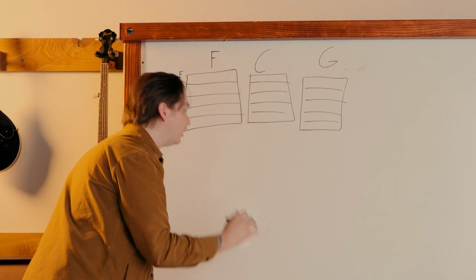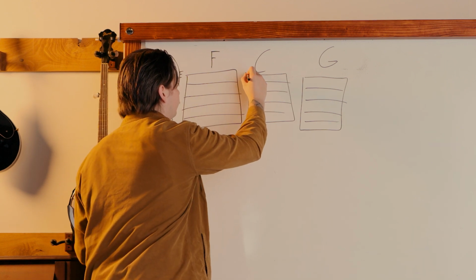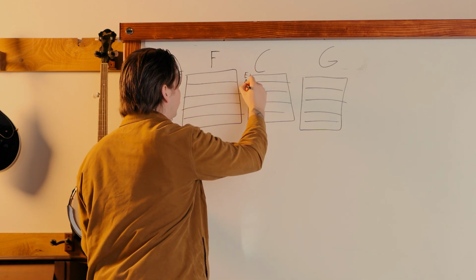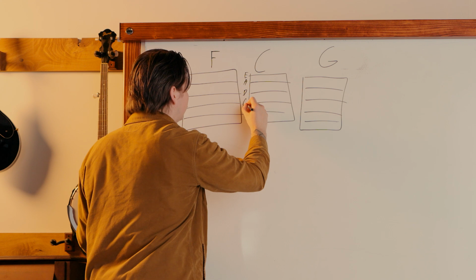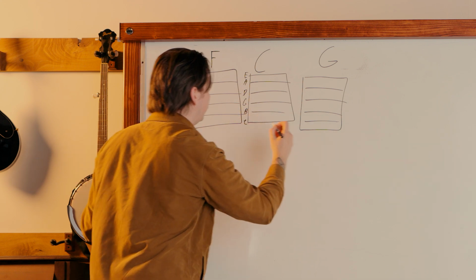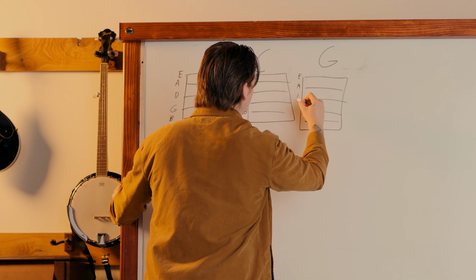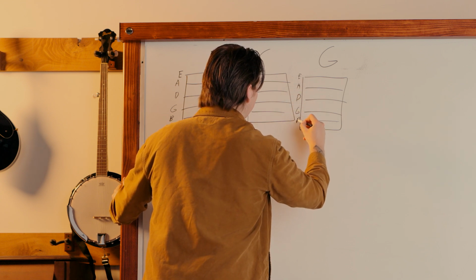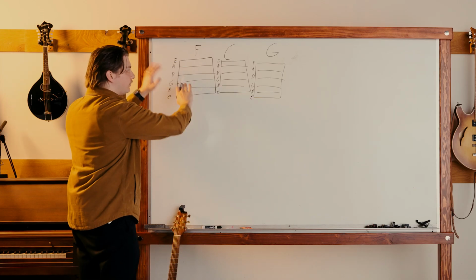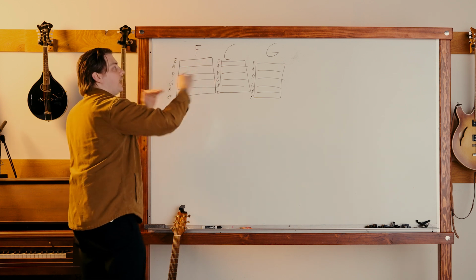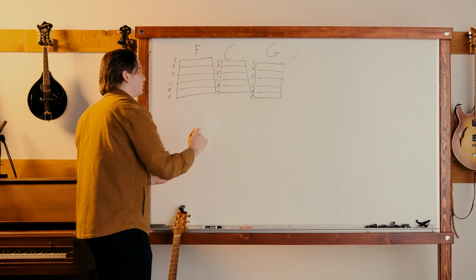Same thing right here. We got E, A, D, G, B, E. Those are each of our strings. You see that? So this way, those are representing each of the strings.